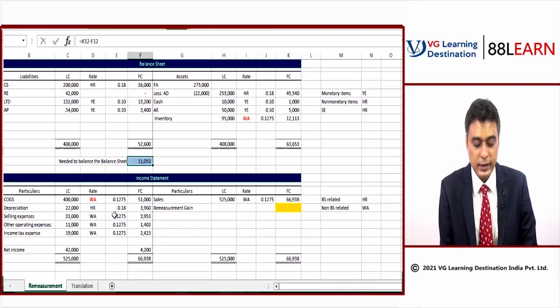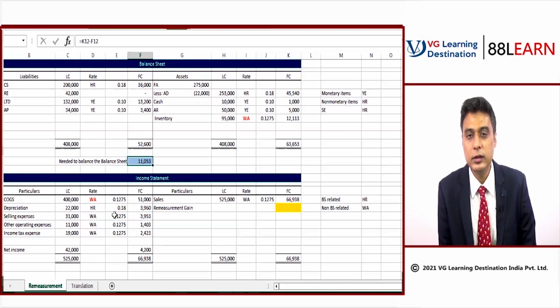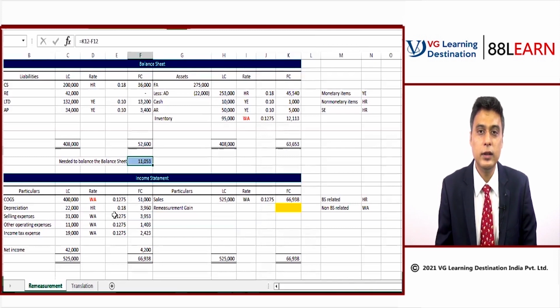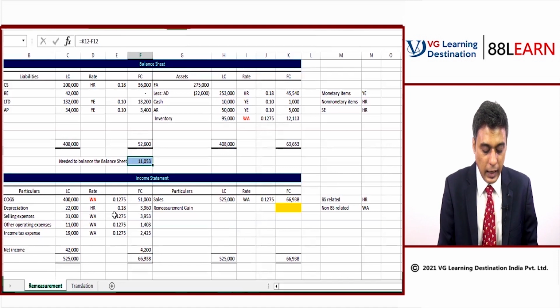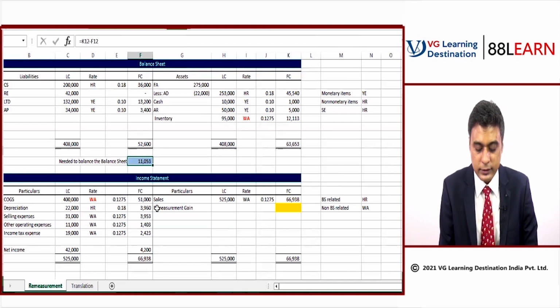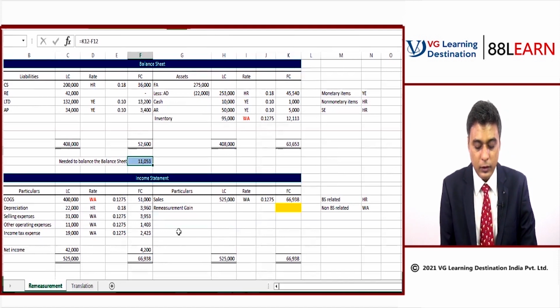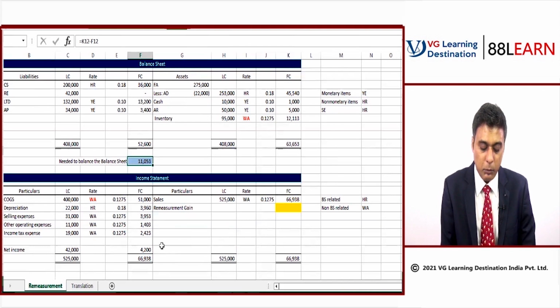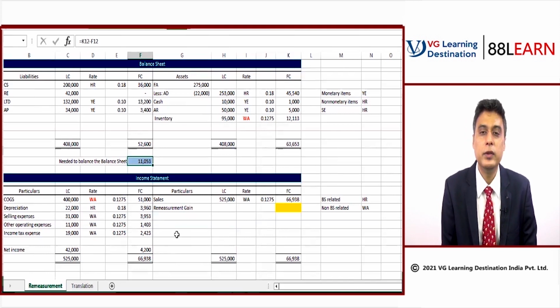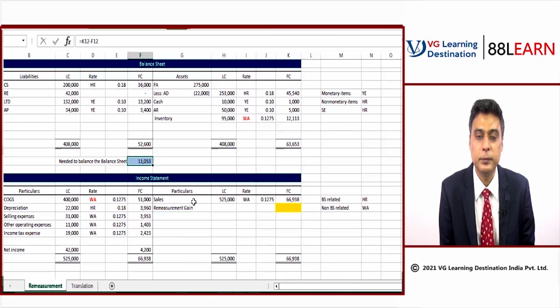Cost of goods sold, as I said, is evenly spread throughout the year. The purchases, sales, etc. are all evenly spread throughout the year. So we are using the weighted average rate. And then all the other items of the income statement are also at the weighted average rate. So now we convert all these items and then we get the net income of 4,200 in the functional currency column. But we need 11,053 to make the balance sheet balance.